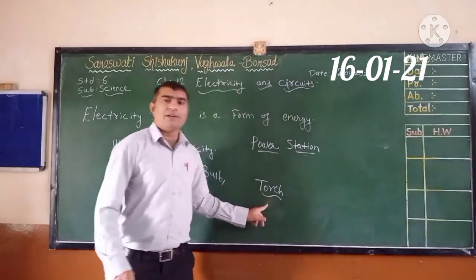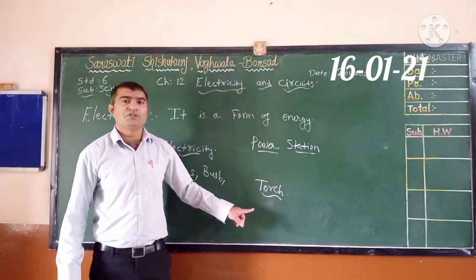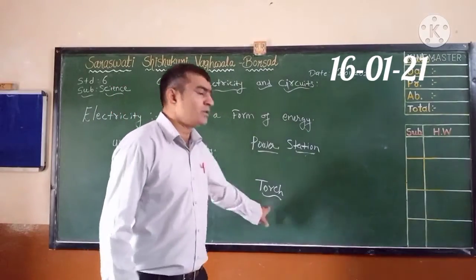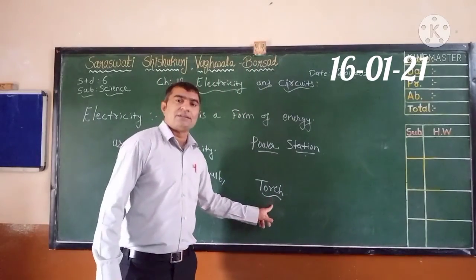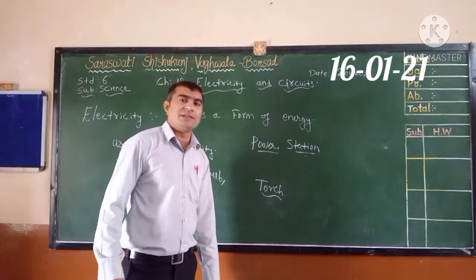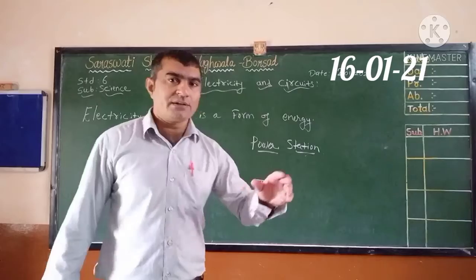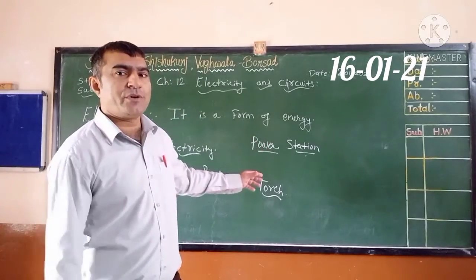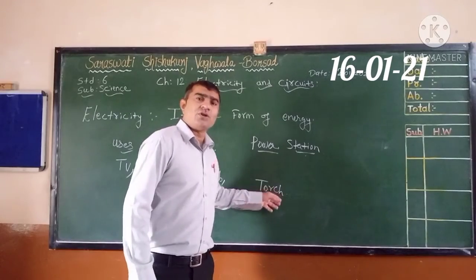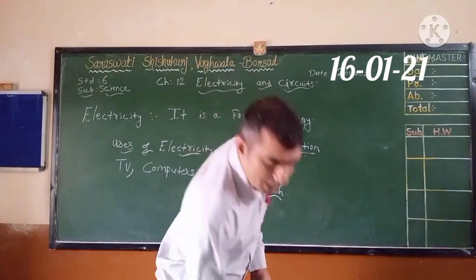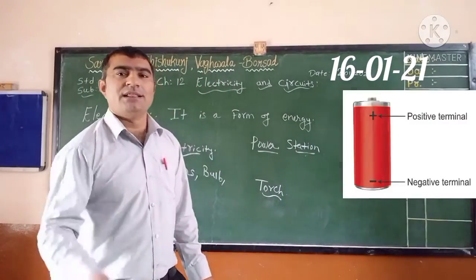So the torch provides electricity in such cases. Which device provides electricity? Torch. See, we have studied that at our homes the power station provides us electricity, but who provides electricity to the torch? The main component which provides electricity to the torch is the cell.